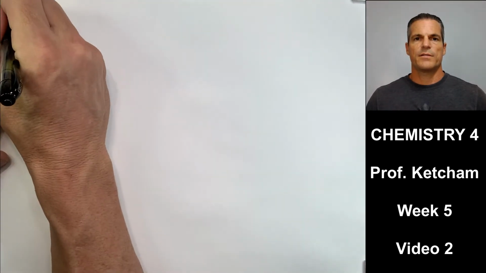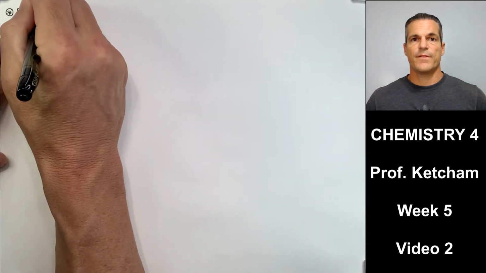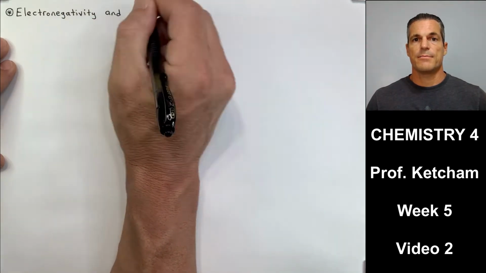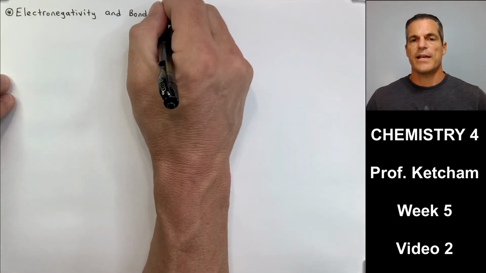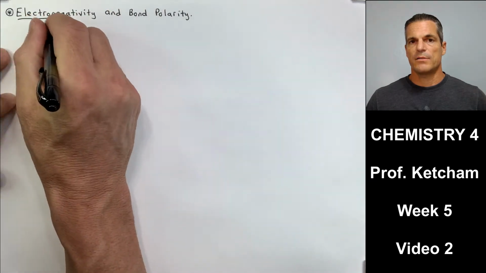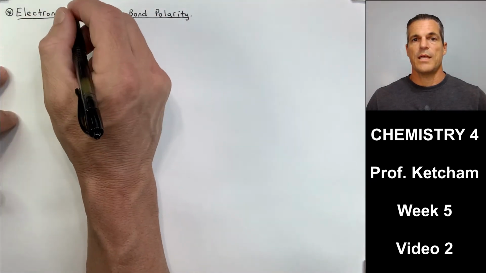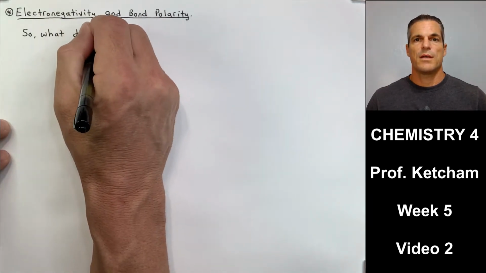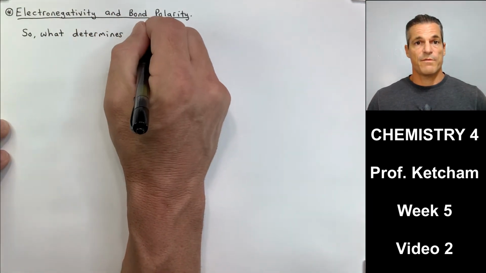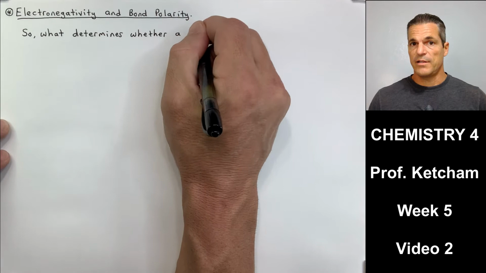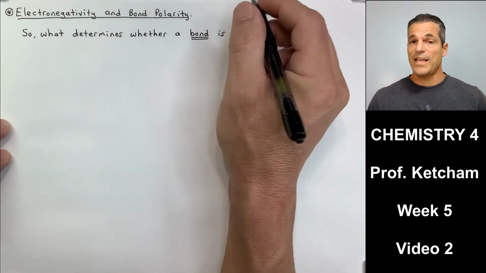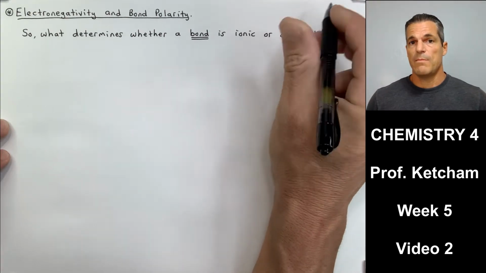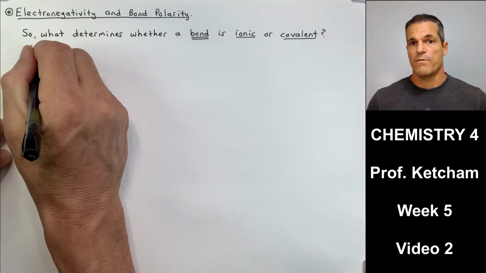All right, guys. Well, this is week 5, video number 2 of general organic and biochemistry. So in the last video, we talked about naming compounds. We talked about naming ionic compounds and naming covalent compounds. And we learned how, if you were given the formula, how to write the name of the compound, and if you were given the name of the compound, how to write the formula. So that was naming ionic compounds and naming covalent compounds.